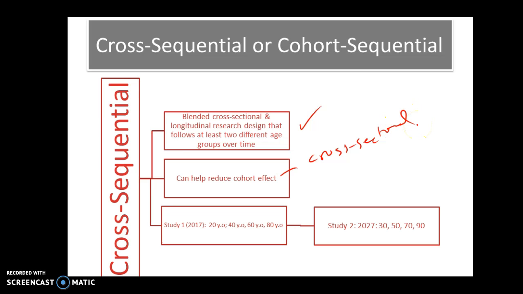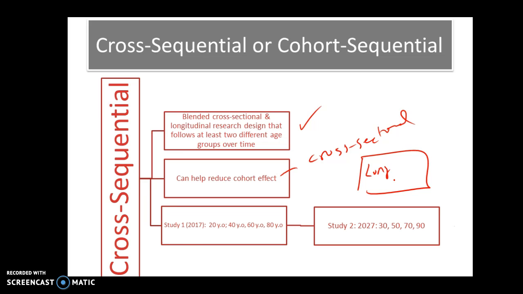In terms of some of the weaknesses of this, if you added another box, it shares a lot of the weaknesses with longitudinal research, which have been covered in the previous podcast. Now let's just give you an example of how we can do this.